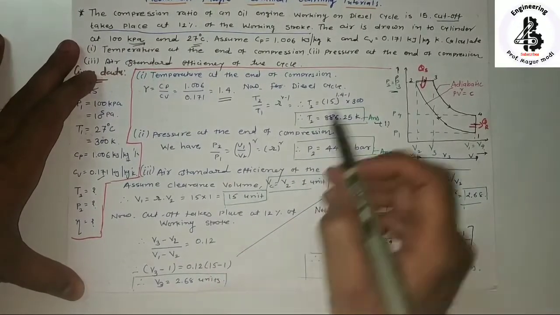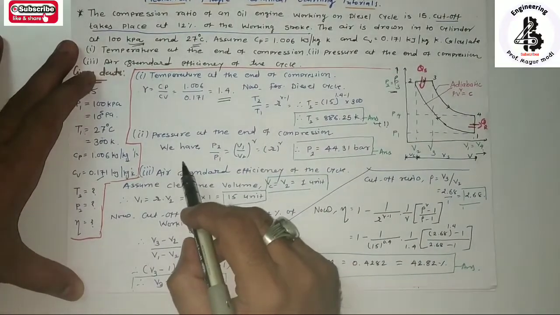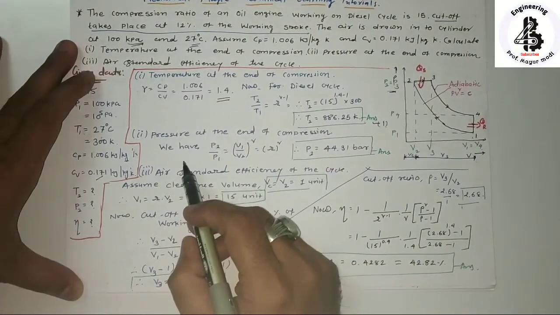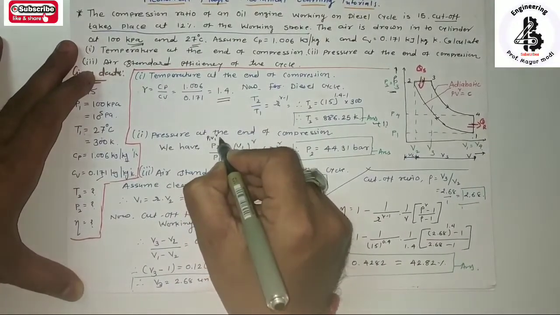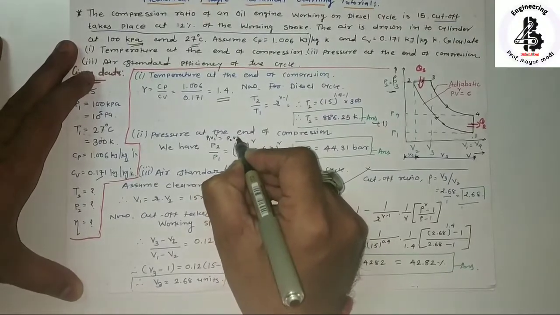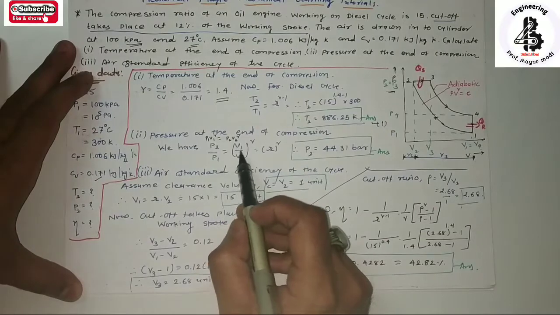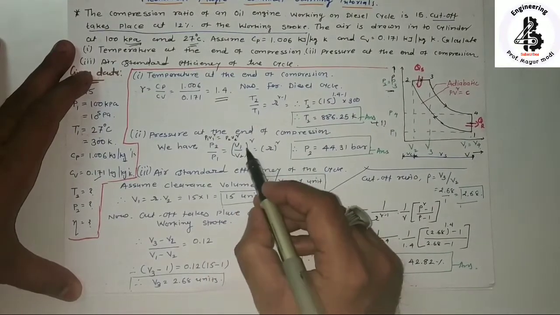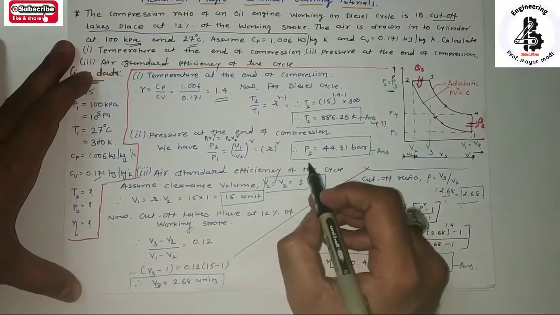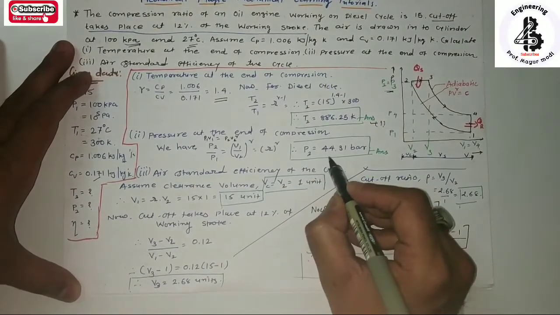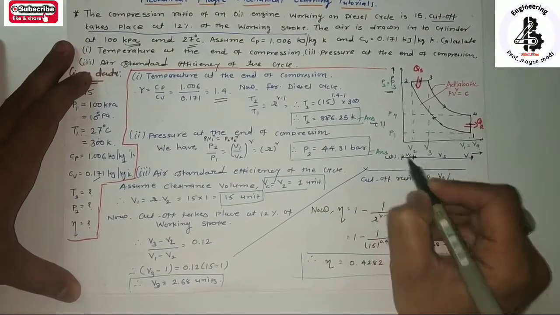Now I am interested in finding the second one, the pressure at the end of compression. We have the relation P1 V1 raised to gamma equals P2 V2 raised to gamma. So finally we have P2 equals P1 into V1 upon V2 raised to gamma. V1 upon V2 is equal to the compression ratio. So finally the value of P2 will be 44.31 bar. That is the answer of the second question.